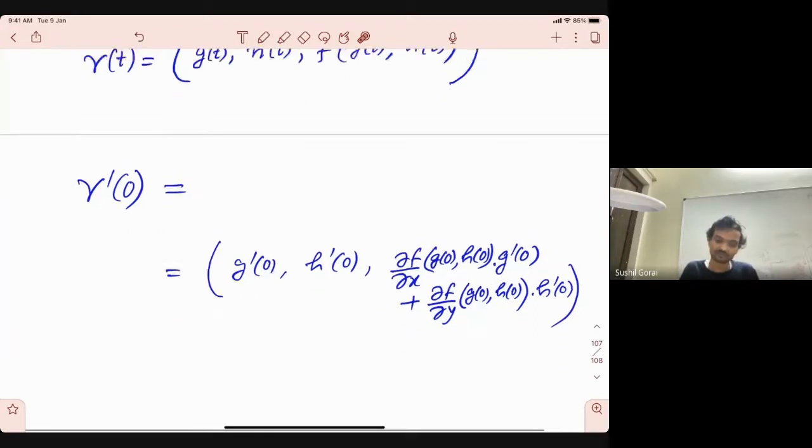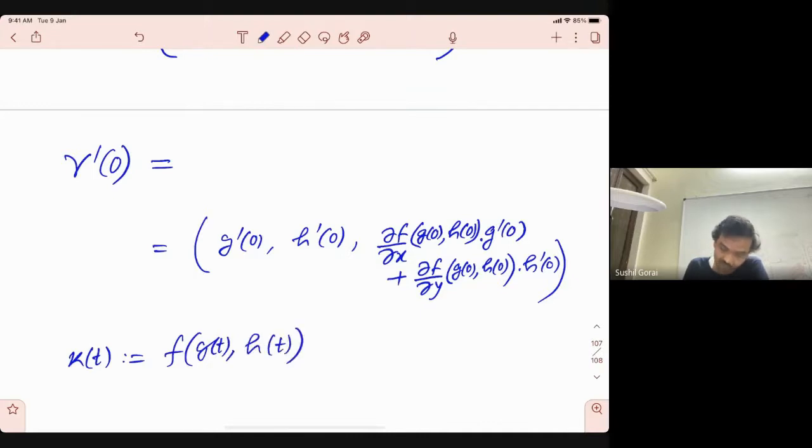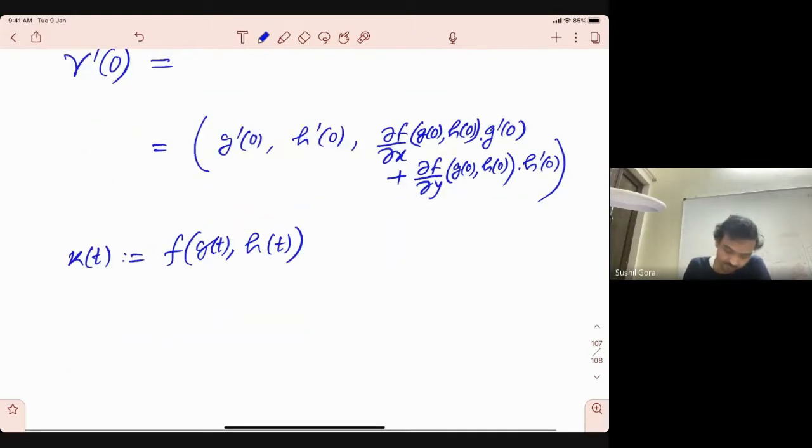So you have something like, let's say, k(t) equal to f(g(t), h(t)). So this you have as a composition. f is one function and (g, h) is another function. Now here you need to take the derivative k prime t.